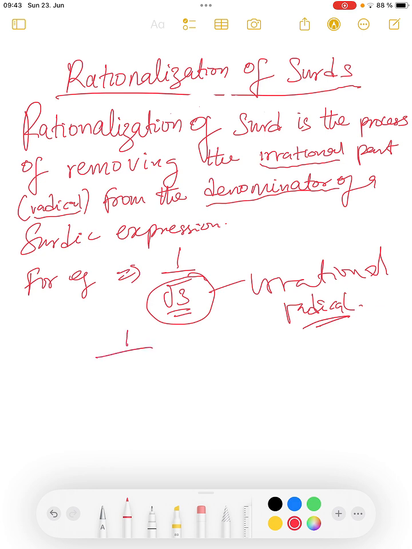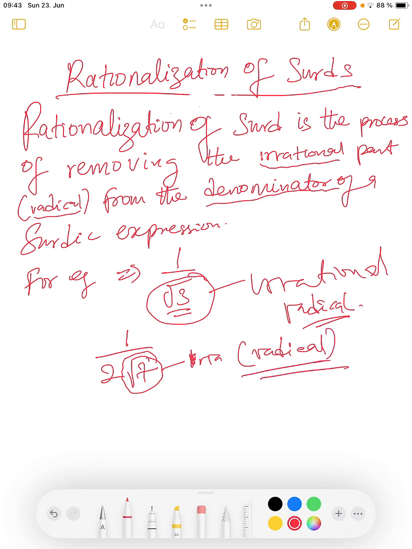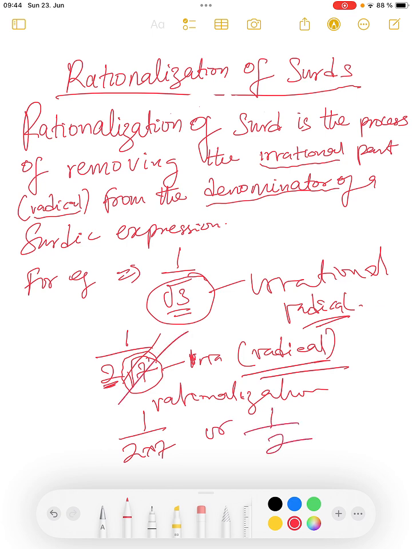So if you have 1 over 2 root 7, this root 7 is the what? The irrational part, which we call the radical. So this 2 is the coefficient of the radical. The process of removing this root 7 is what we call rationalization of a surd. Mind you, it doesn't mean you should just remove the roots and say maybe 1 over 2 times 7, or say 1 over 2, since you have removed this one. No, it doesn't work that way.